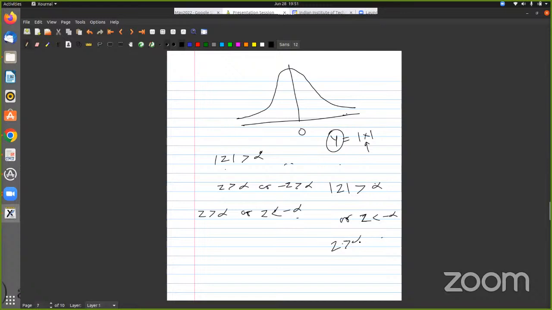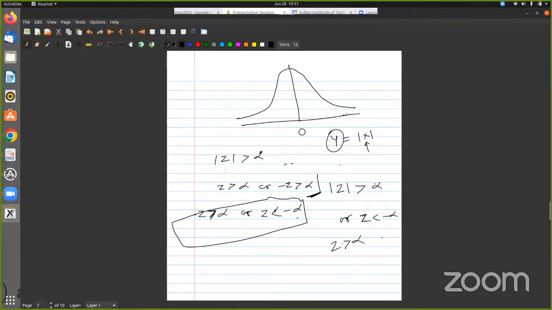What I'm saying is, mathematically, it's z is greater than alpha and minus z is greater than alpha. This step is clear for you, right? Now, when I want to change the sign of this, the sign of the inequality will also change. So it will become z is less than minus alpha. The inequality also changes and the sign also changes to minus.